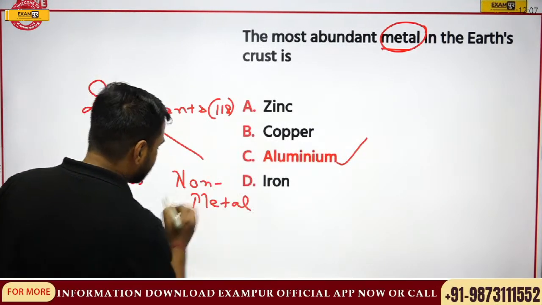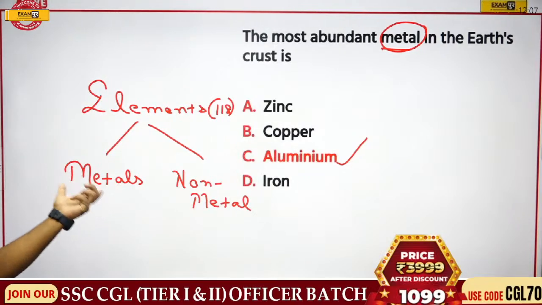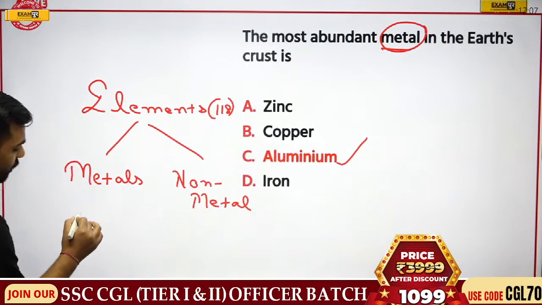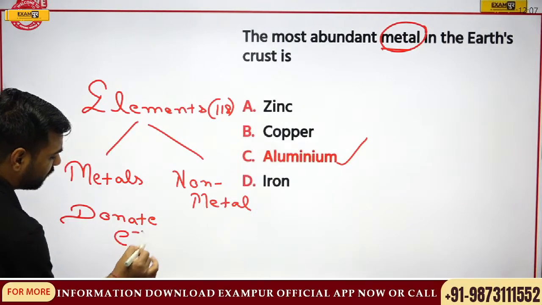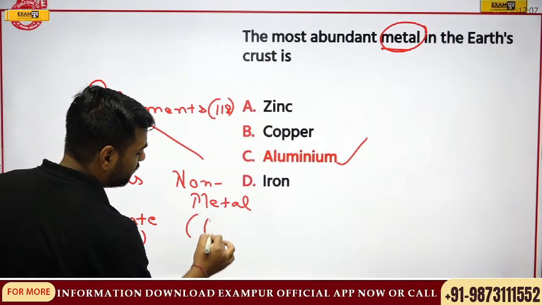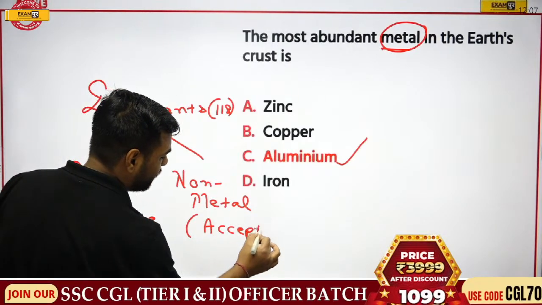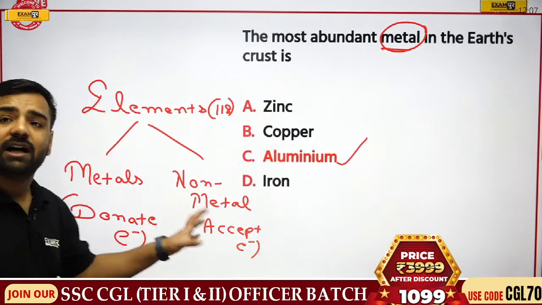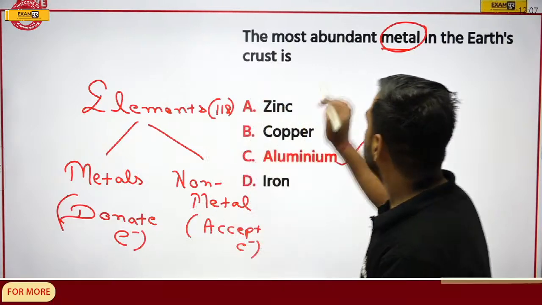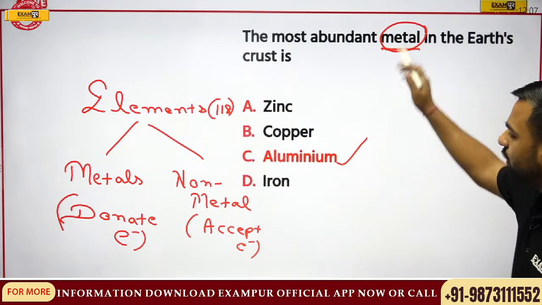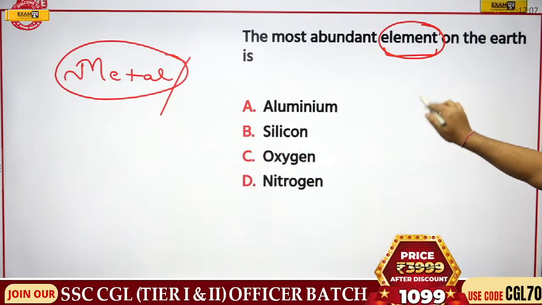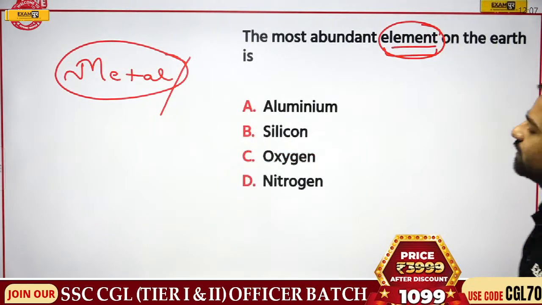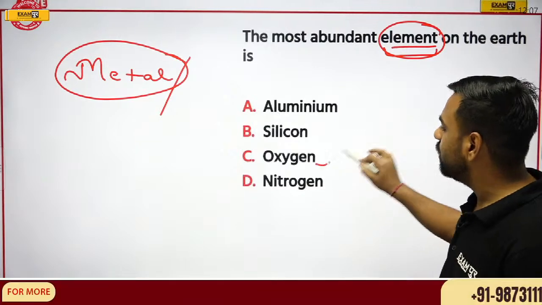If I classify them into metals and non-metals, metals were those which donate electrons. Their work is to donate electrons, and the non-metals' work is to accept electrons in order to complete the outermost shell. Remember that part? So here it was asked about metal. Accordingly, with these options, aluminium was correct. But here the question is asked about the most abundant element on the earth. So here the correct answer is going to be oxygen.